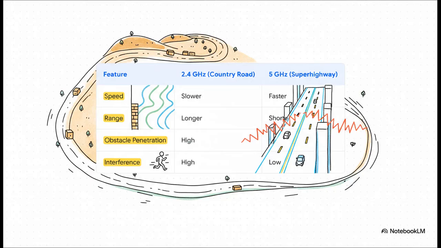When it comes to pure raw speed, the 5 gigahertz superhighway is the undisputed champion, no question. But when you need range, when you need that signal to get through walls and reach the other side of the house, that 2.4 gigahertz country road is the absolute winner. Those longer waves are just way better at navigating through solid stuff, while the shorter 5 gigahertz waves tend to get stopped in their tracks.